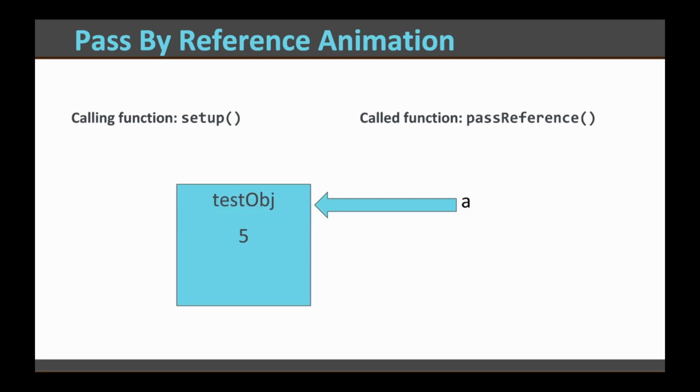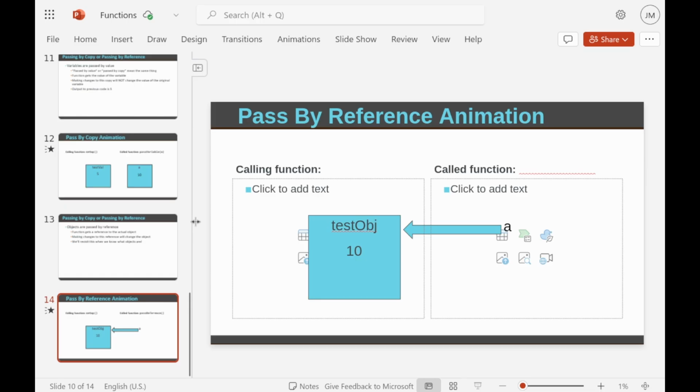But the reference here is that test object, the variable a inside of our pass by reference function would just point directly to the box of 5. So any changes you make to a would directly affect the value of test object, which is 5 in this case. Okay.